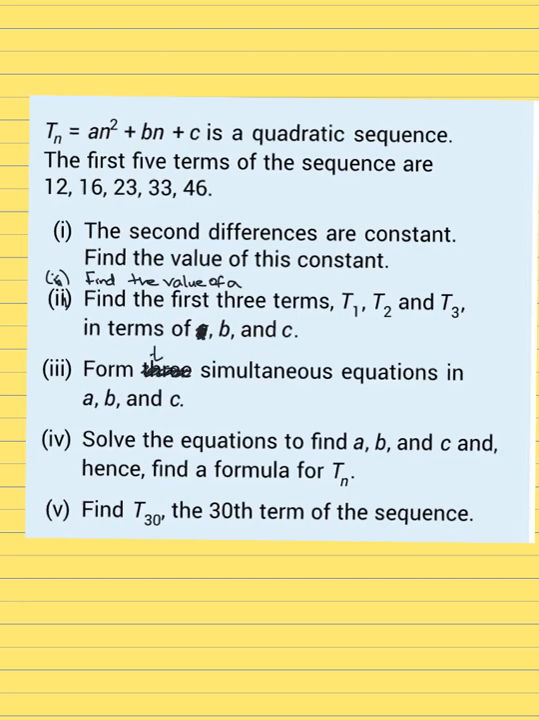So you find the value of a, and then you can just use the first two terms of the sequence and write them in terms of B and C. And then you form two simultaneous equations in B and C, solve them to find B and C, and that will allow you to find the general term, and then you find the 30th term.